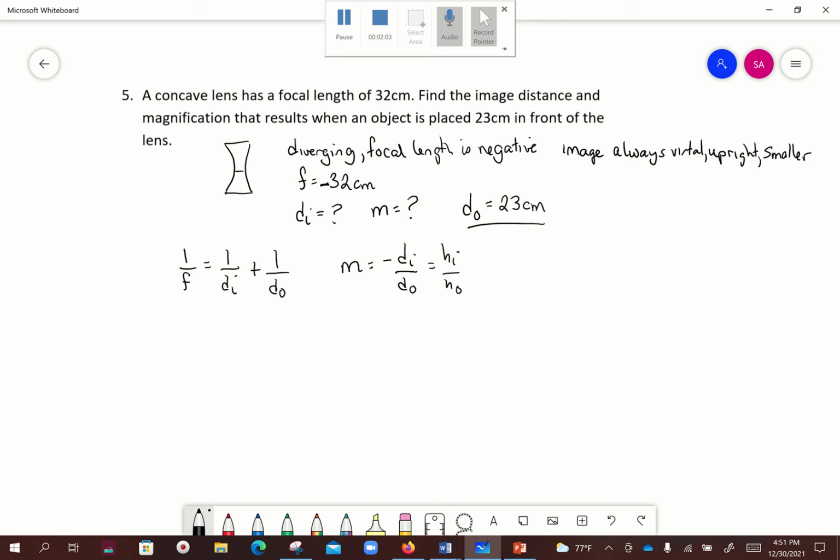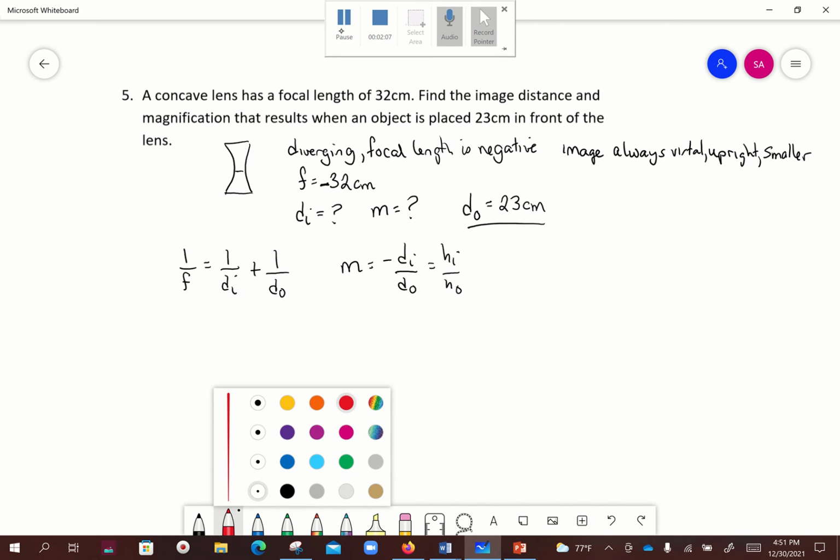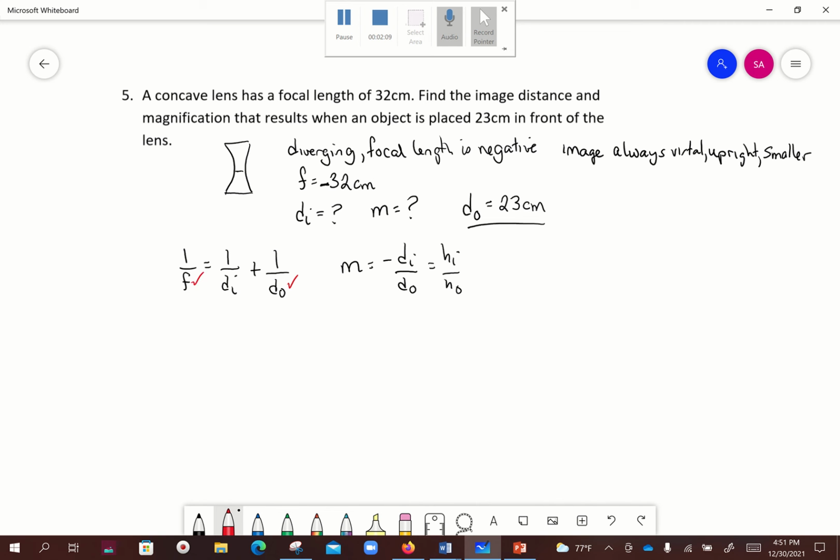Okay, so what do I know? I know my DO, I know my F, and I'm asked to find DI, so I can do that with the first equation. And I'm also asked what's the magnification. I know DO, and I'm going to find DI, so that will allow me to find the magnification. So first step, find DI. Second step, find the magnification.